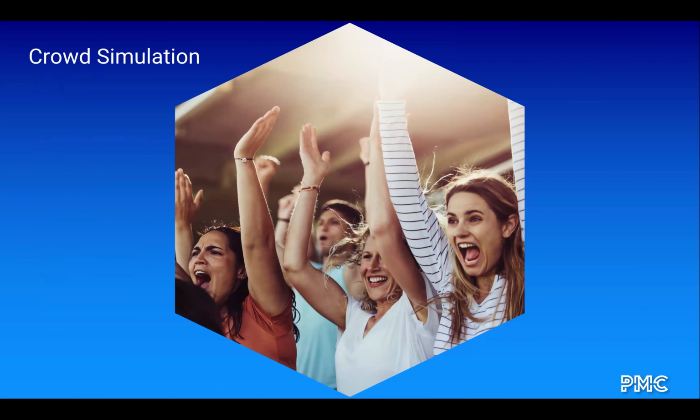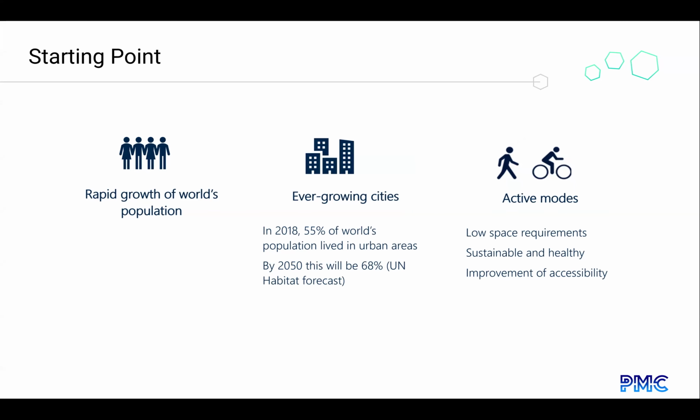So that brings us now to our next section, where we'll go over some of the inputs and outputs of a crowd simulation study. To start off, we'll do a little bit of a tangent. We're starting with the societal trends that we have been observing. So we all live in a rapidly growing world.